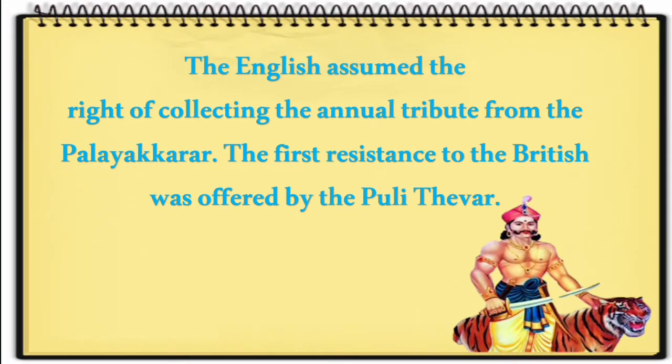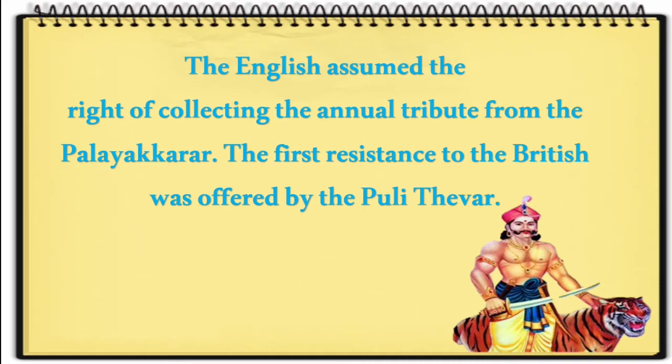The English assumed the right of collecting the annual tribute from the Palayakarar. The first resistance to the British was offered by Pulidevar. Palayakarar means the state was divided into a number of small regions. These regions are called Palayams and each Palayam was administered by a local king. So, he is called Palayakarar.